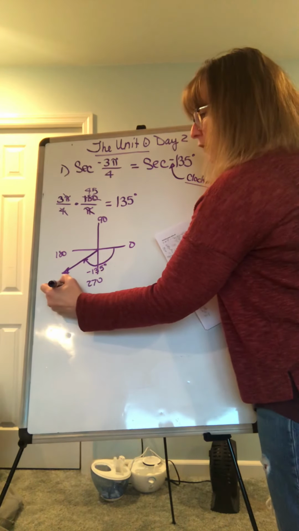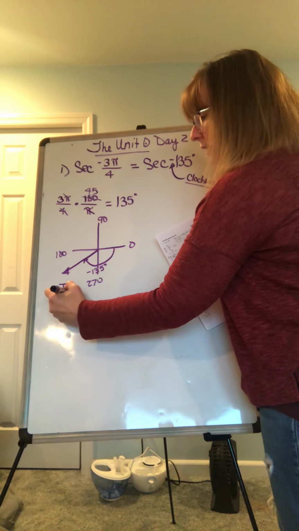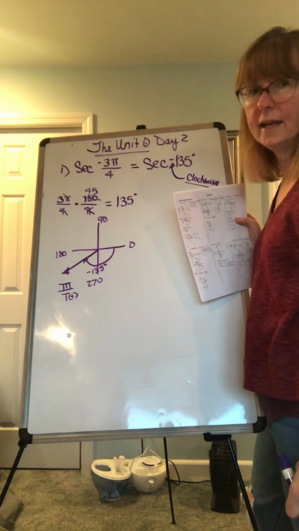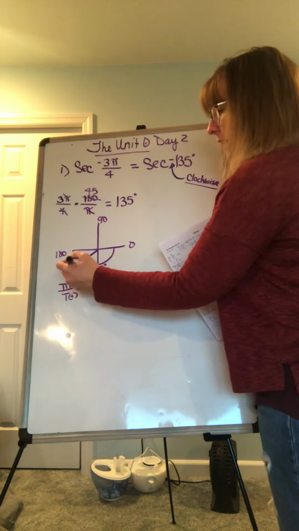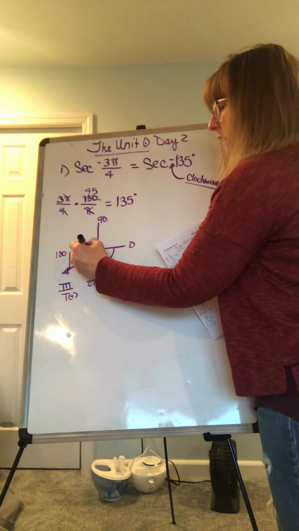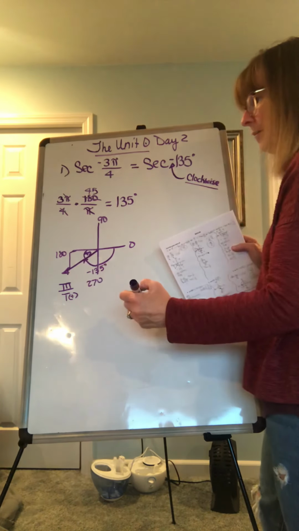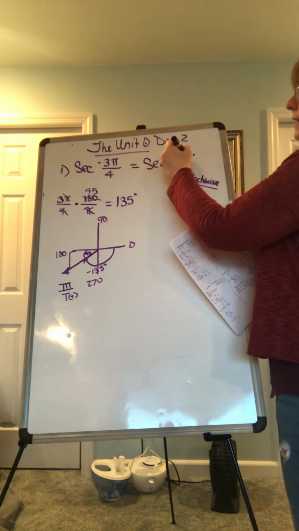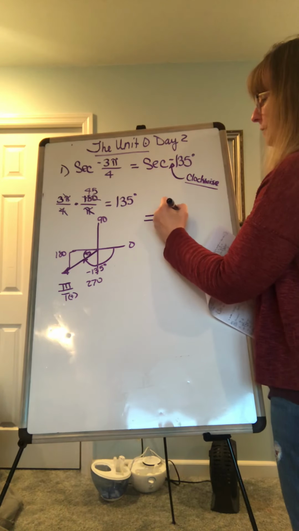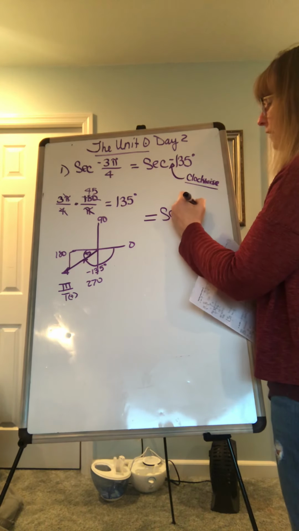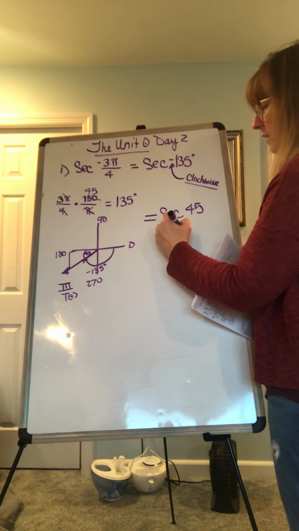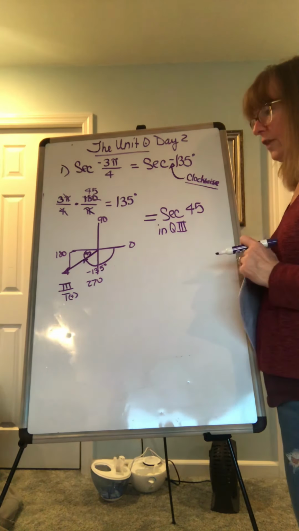It landed me in quadrant 3. Quadrant 3 is tangent's quadrant. That means secant is going to be a negative value. But what's my reference angle? Well, if I stopped at 135, my reference angle would be 45 degrees more to hit 180. So let's now say the secant of negative 135 is actually the same as the secant of 45 degrees in quadrant 3.